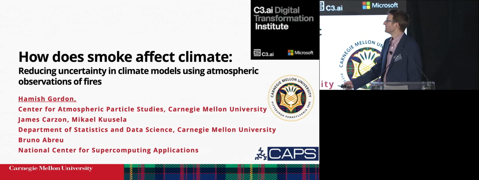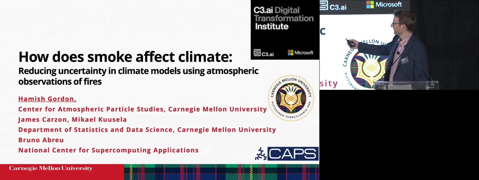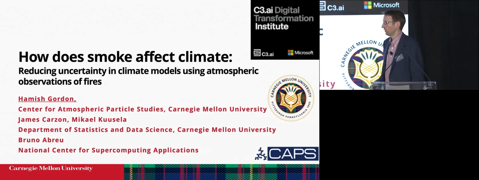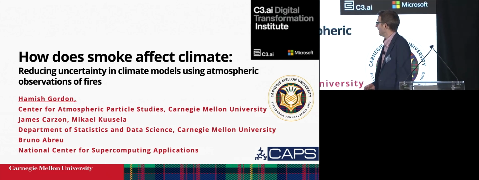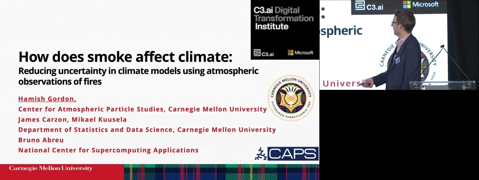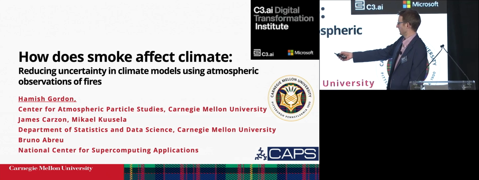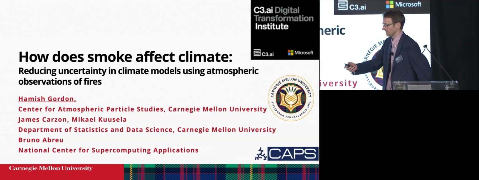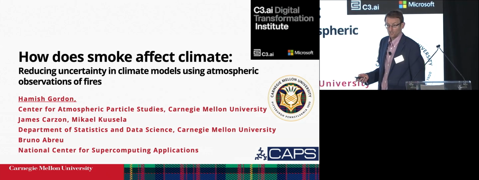I'm going to talk about reducing uncertainties in climate models using atmospheric observations, and specifically of fires. I'd like to thank my collaborators at the Center for Atmospheric Particle Studies at CMU, the Department of Statistics and Data Science, and at NCSA.